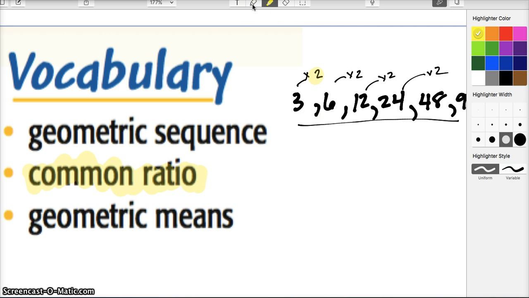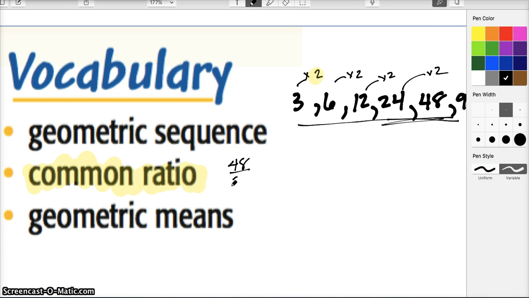Here's the cool thing, we're using the word ratio, and so if I take any two consecutive numbers, say 48 and 24, and I divide them, the next term, the term after the other term at the top, we get the common ratio, right? So even, 24 over 12. I don't want to say the bigger one because sometimes the one to the right isn't bigger.